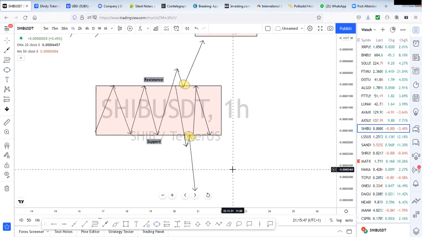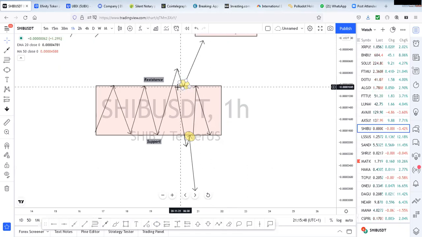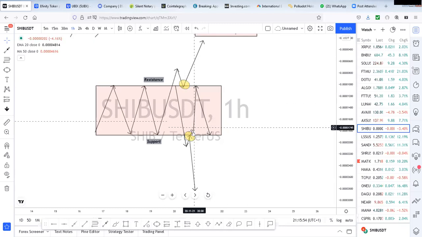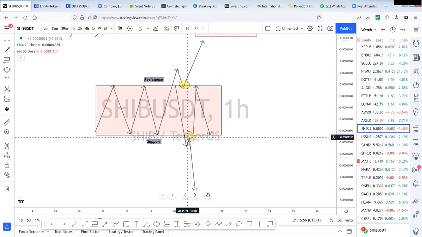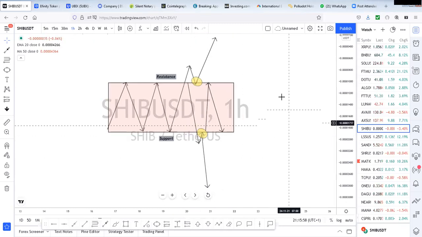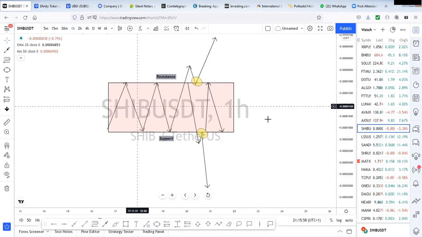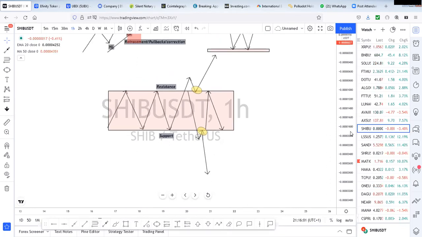Are you following? Mind you, this level will now be what? This level will now be a higher low, while this level will now be what? Lower highs. So this is a typical example of ranging markets.